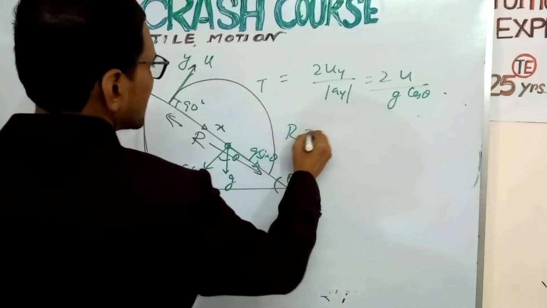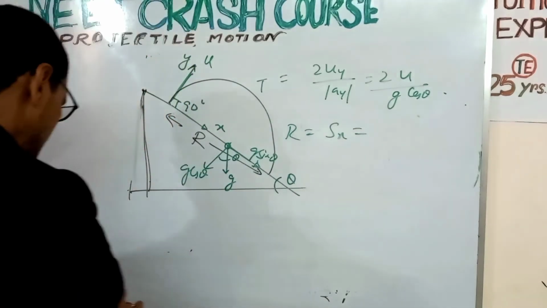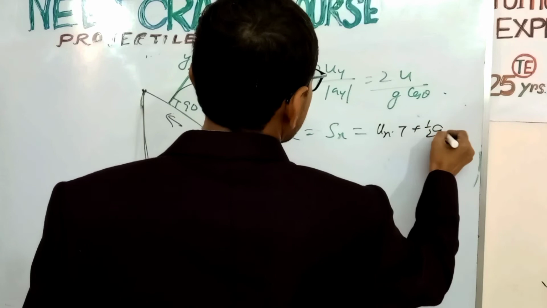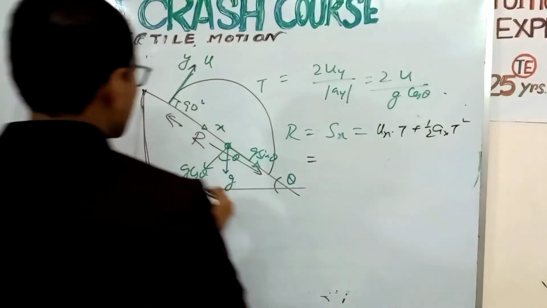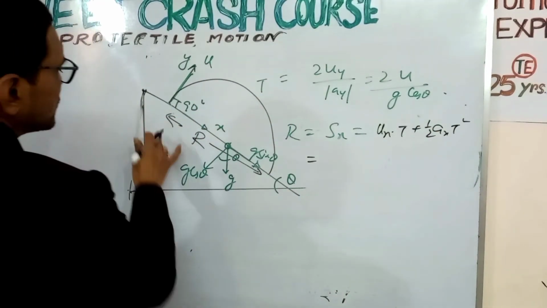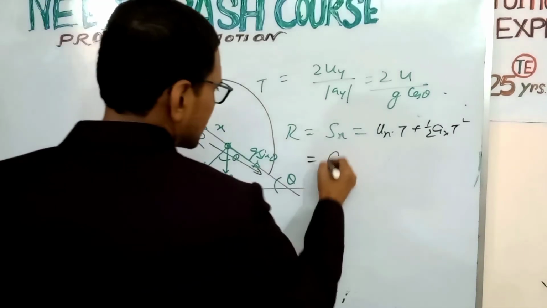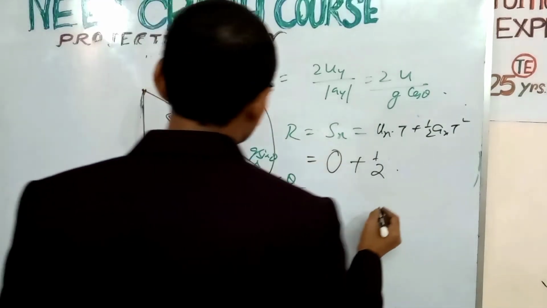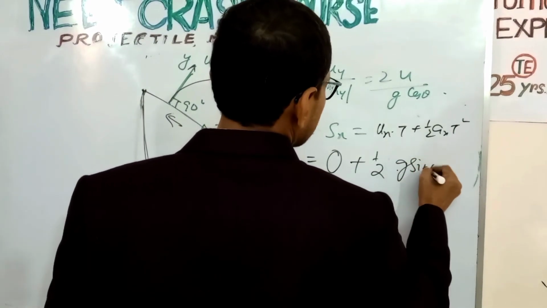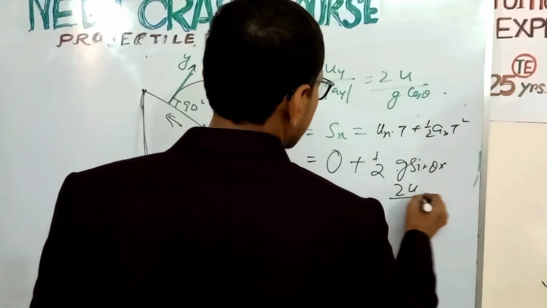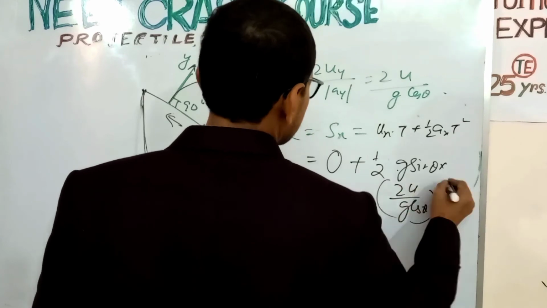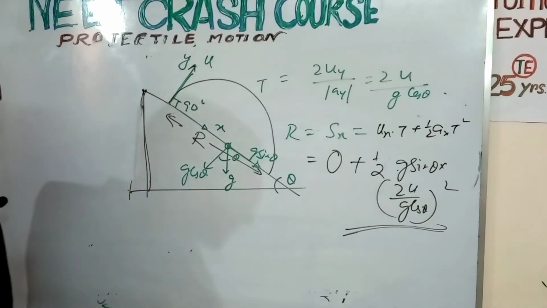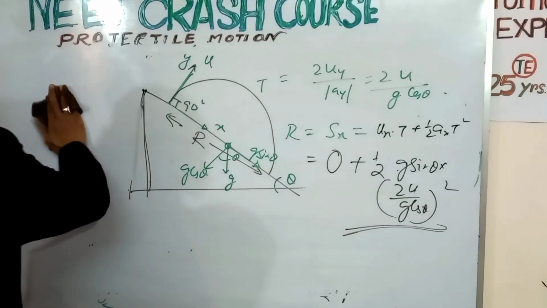Now range equal to distance travelled in x direction, which is equal to ux t plus half ax t square. Here ux, along x direction the velocity is 0, plus half ax. ax equal to g sin theta, into time of flight. We get this. So this is the range formula. So that's how you can find the range and time of flight in different cases.